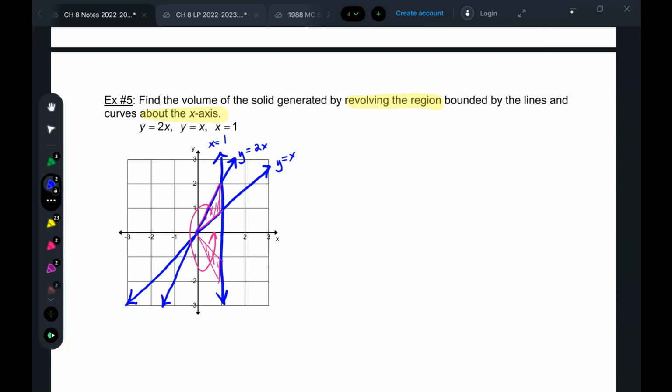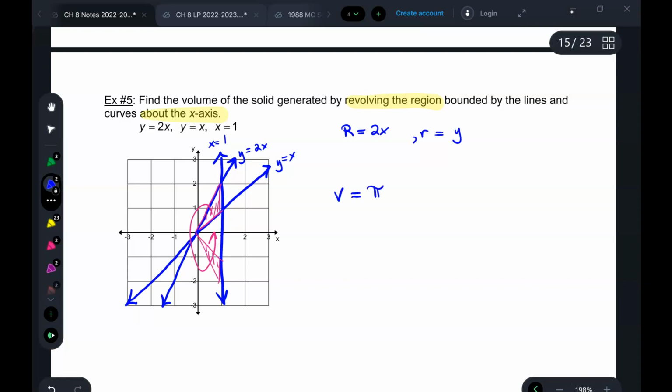Is that perpendicular? Yes, because anytime it says it's being rotated about the x-axis, that means the cross-sections are perpendicular to it. Picture a circle that is perpendicular to the x-axis. Actually, a circle cut out, right? It's a washer. So what's big R? What's the outer curve? 2x. What's the smaller one? x. Okay, so the volume is going to be pi. What are our limits of integration? 0 to 1.